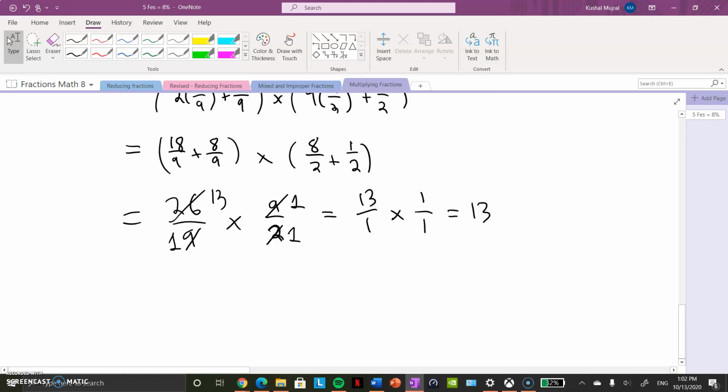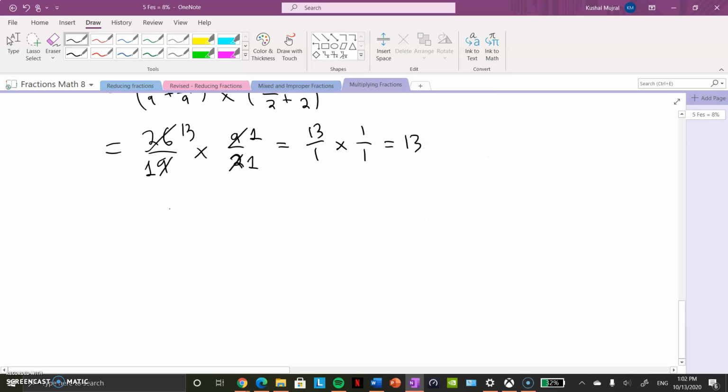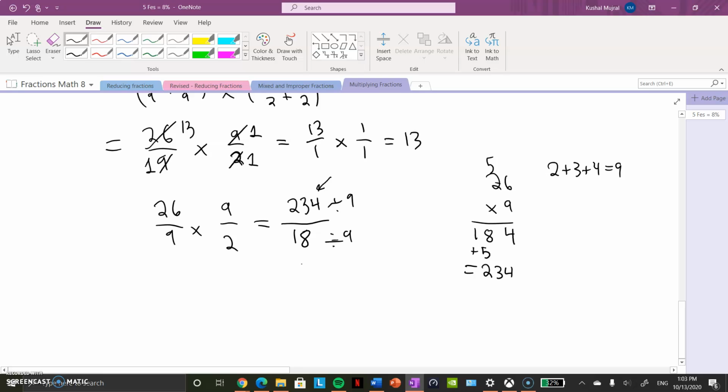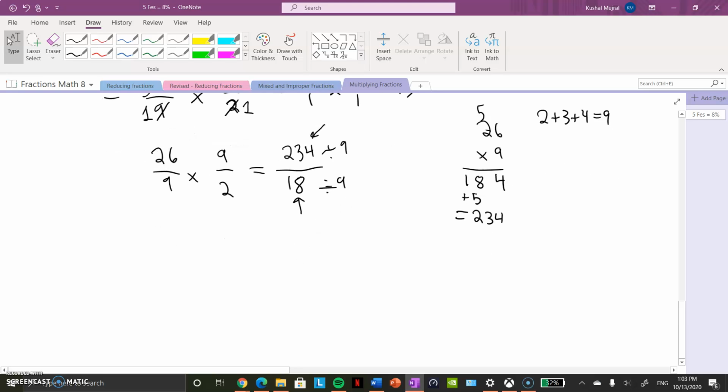Now, if that's a bit confusing for you, then we can always do it the longer way, which is 26 over 9 times 9 over 2. When you multiply 26 by 9, this becomes 234 over 18. And you divide the top by 9 and the bottom by 9. I know it's divisible by 9 because 2 plus 3 plus 4 equals 9, which is divisible by 9. The bottom is divisible by 9 because 9 times 2 is 18.